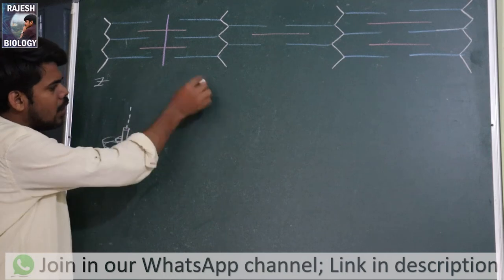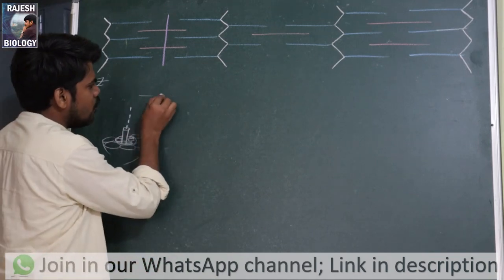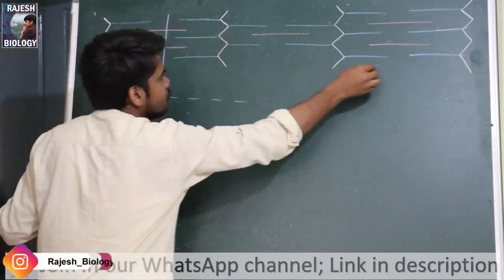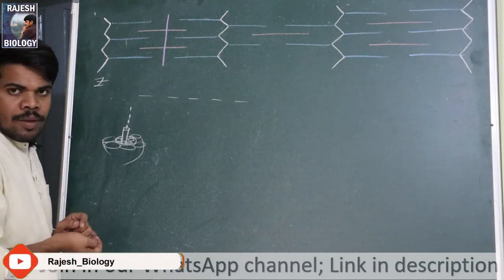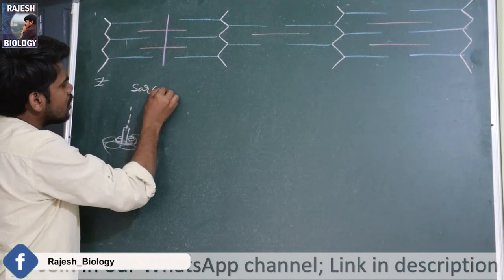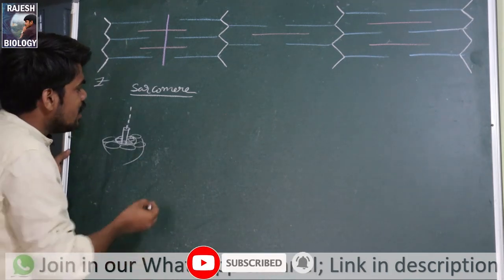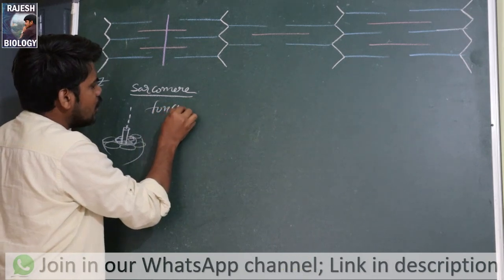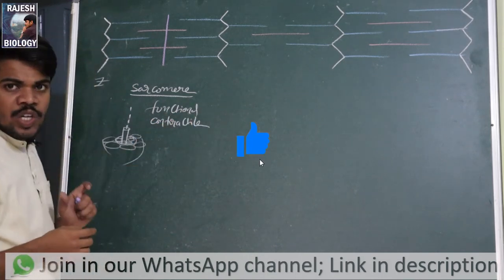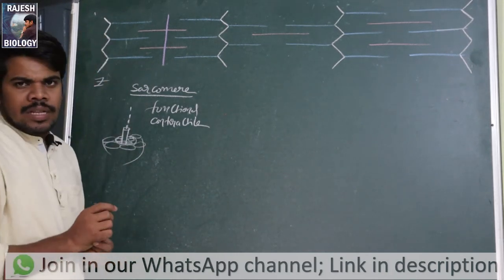So I'm going to take out this myofibril, paste it here and enlarge it. This myofibril, which has alternate dark and light bands, will look like this. The myofibril mainly has a structure called the sarcomere. A very important structure. The sarcomere is known as the functional unit or contractile unit of the muscle. This is clear.